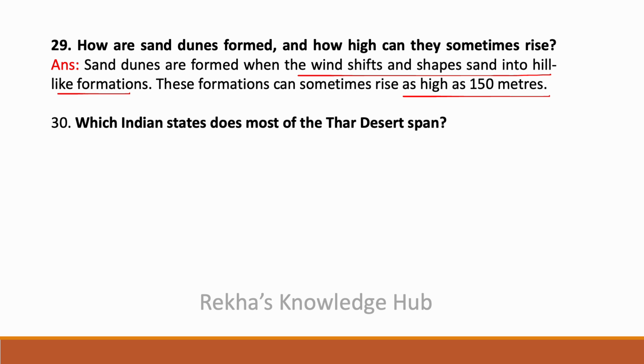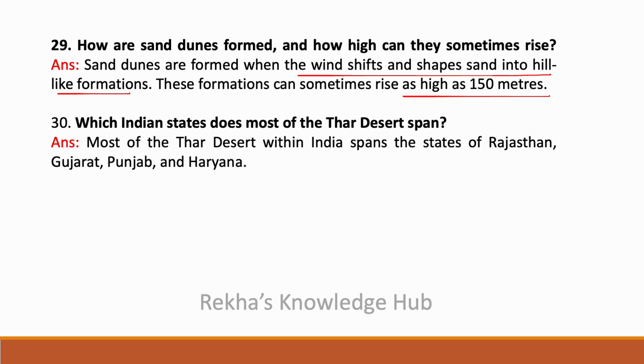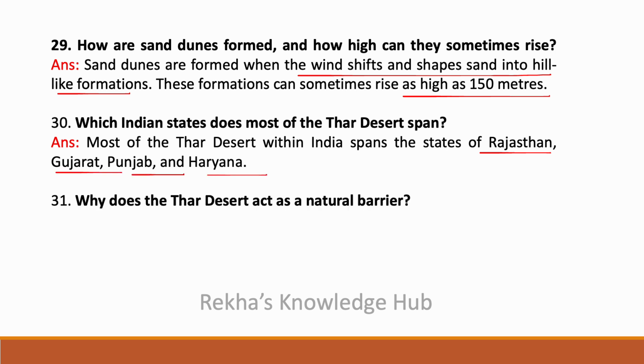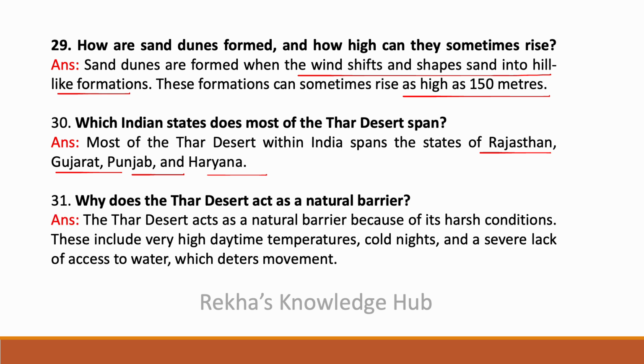Which Indian states does most of the Thar Desert span? Most of the Thar Desert within India spans the states of Rajasthan, Gujarat, Punjab and Haryana. Why does the Thar Desert act as a natural barrier? The Thar Desert acts as a natural barrier because of its harsh conditions. These include very high daytime temperatures, cold nights, and a severe lack of access to water, which deters movement.